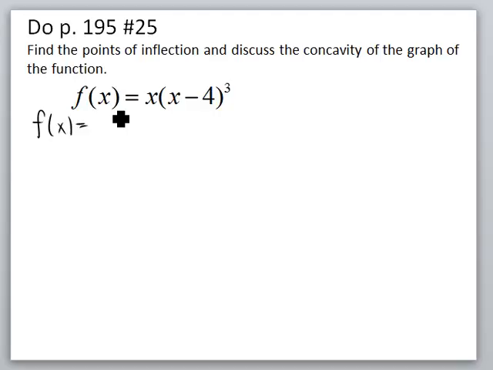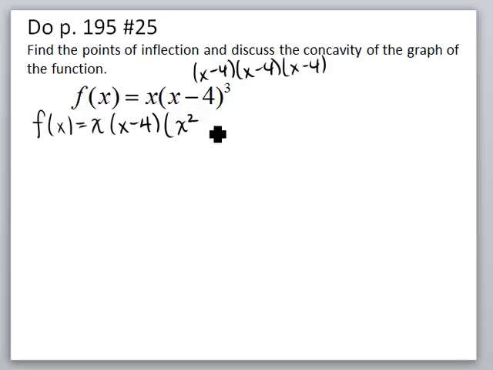Just spending a little time multiplying out this x minus 4 times x minus 4 times x minus 4. Because I have to find those possible points of inflection, I may just want to spend time doing this, which is what I'm going to do. I'm going to multiply those two together first, which gives me x squared minus 8x plus 16. Then I'm going to take it and multiply those two together.